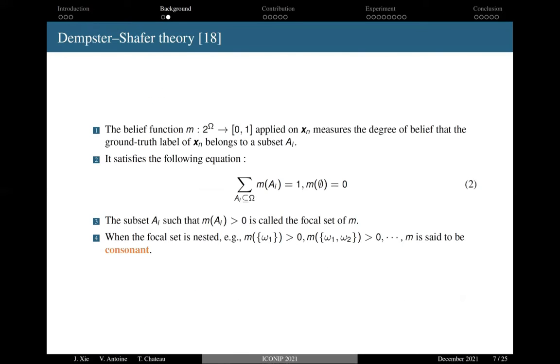Dempster-Shafer theory is used to calculate the belief. The belief function applied on a sample measures the degree of belief that the ground truth label of this sample belongs to a subset. It satisfies the following equation. The subset such that belief is greater than 0 is called the focal set. When the focal sets are nested, the belief is said to be consonant.